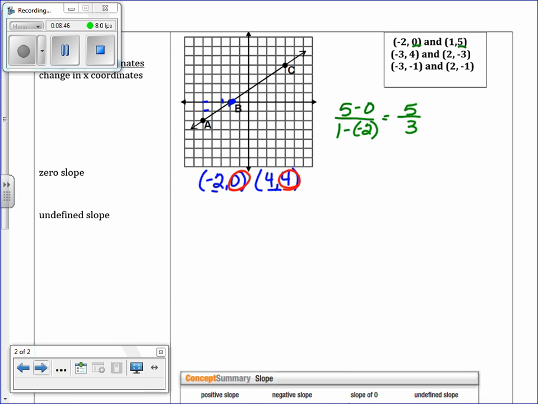Negative 3, 4, and 2, negative 3. So I'm going to do my change in y, start with my y. So I have negative 3 minus 4 over 2 minus negative 3. Negative 3 minus 4, that's negative 7. 2 minus negative 3, that's going to be 5. So my slope here is negative 7/5.